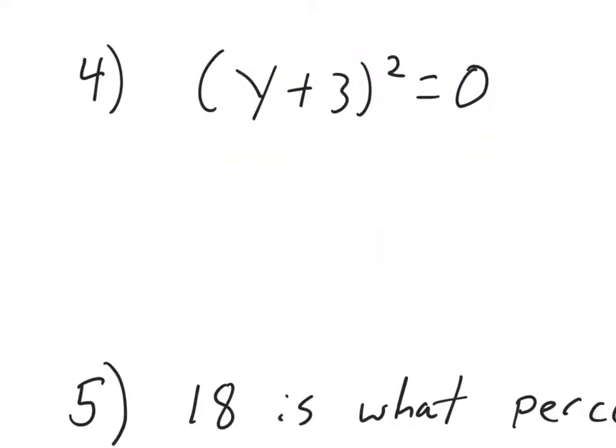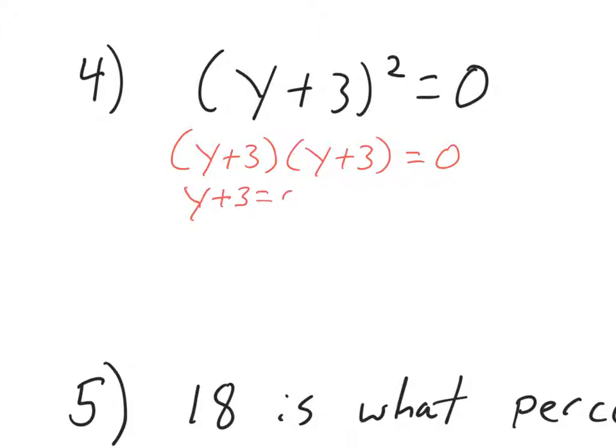Number 4 is asking us to solve y plus 3 to the second power is equal to 0. That is the same as y plus 3 times y plus 3, and that's going to equal 0. Now remember, when we do these, either the first term or the second term has to be 0 when you're multiplying, or they could both be 0. So we make two equations equal to 0 and then solve.